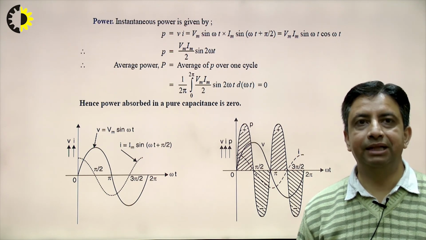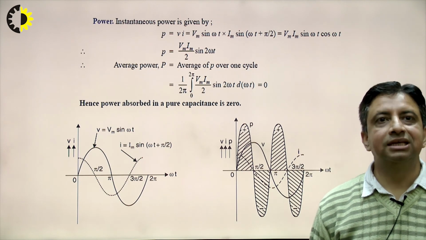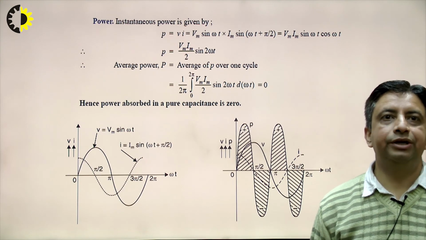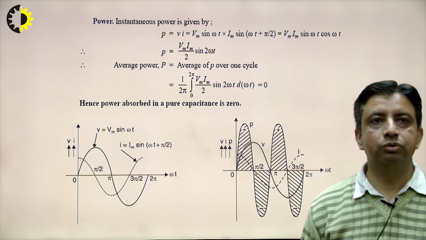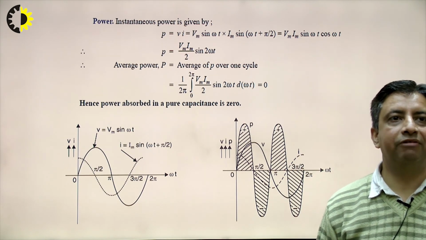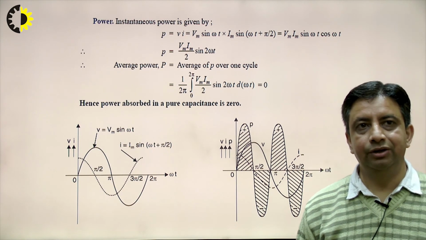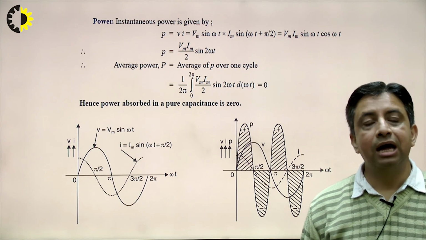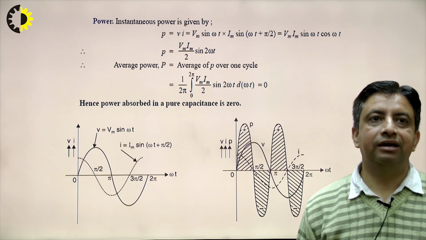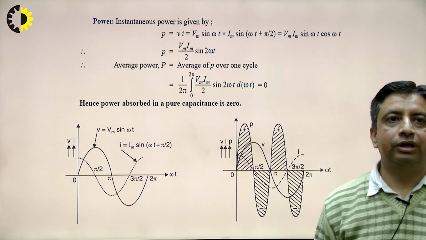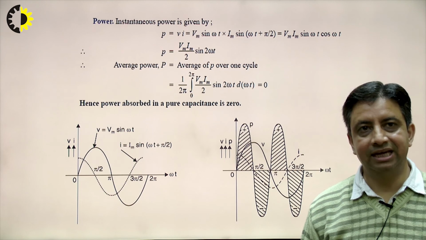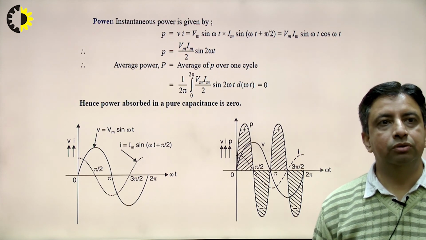Again we have done the mathematical manipulation, that means we have multiplied and divided the above expression by 2. So, 2 sin a cos a is equal to sin 2a. So, we got the expression for power as Vm Im by 2 sin 2 omega t. Now, we know power is a scalar quantity and it is taken for a complete cycle. If we find out the average value of this quantity over a complete cycle, it comes out to be equal to 0.